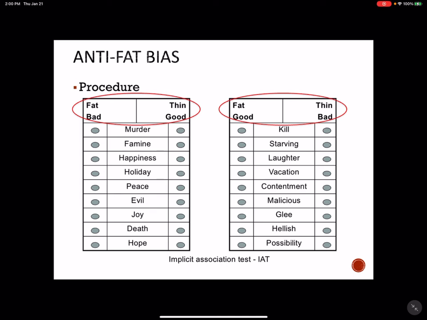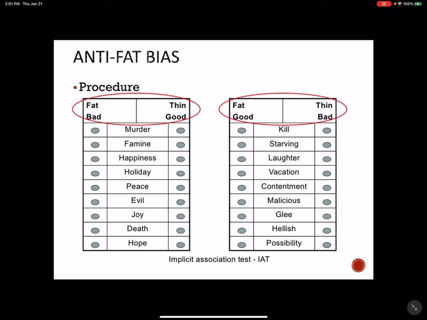If you think fat is bad and thin is good and you're filling out this one, your brain has a little jiggle to get over. Kill. Well, kill is bad, but fat is bad. So, it's that quick. That's why this test is timed. Starving kind of is like fat, but it's also bad. So it takes you a nanosecond longer to fill out this questionnaire if you're prejudiced. So that's how they measure the bias, by how long it takes people to fill out questionnaires.